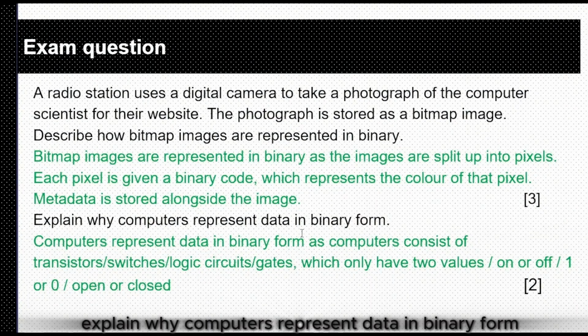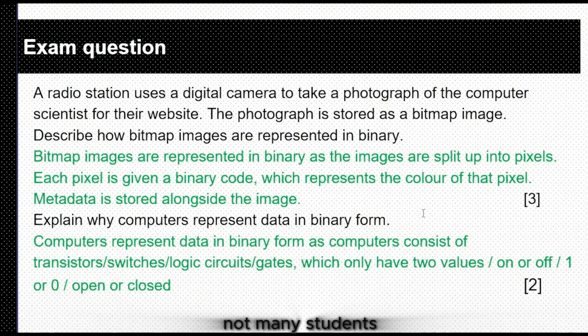Explain why computers represent data in binary form. Now, many students just don't look at the marks and they start writing whatever comes to their head. So they would just write 0 and 1. That's not an answer. For paper 1, you have to use the keywords. You have to answer it properly. So what you would write is: computers represent data in binary form, as computers consist of transistors, switches, logic circuits, gates, which only have 2 values.